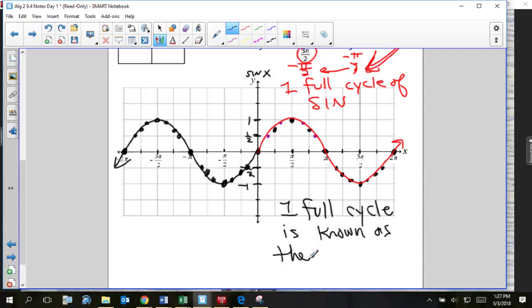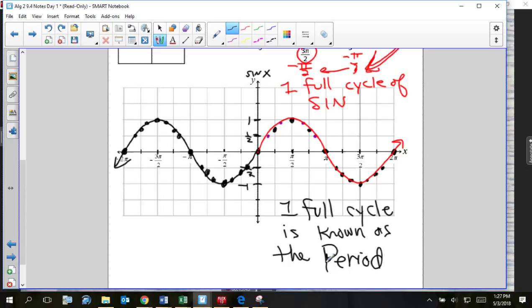The graph, which I've colored in a different color so you can see what I'm talking about, has a name. And you're going to have to find this when you do your assignment. That name for one full cycle is called the period. It's called the period because it's periodic. It cycles over and over again.